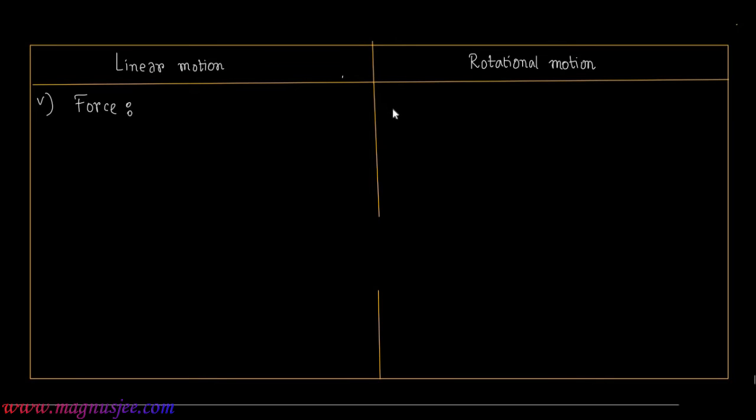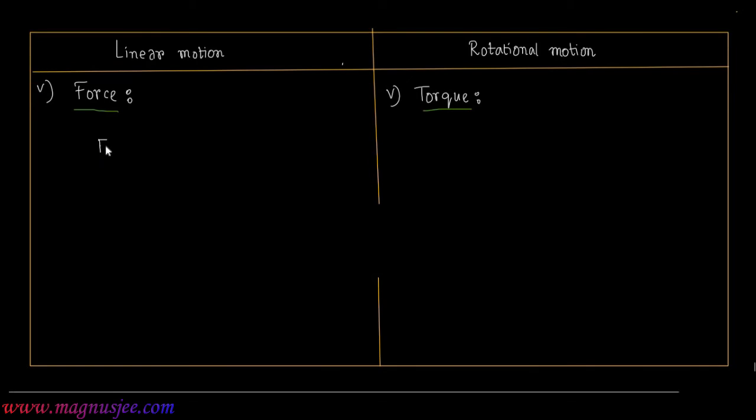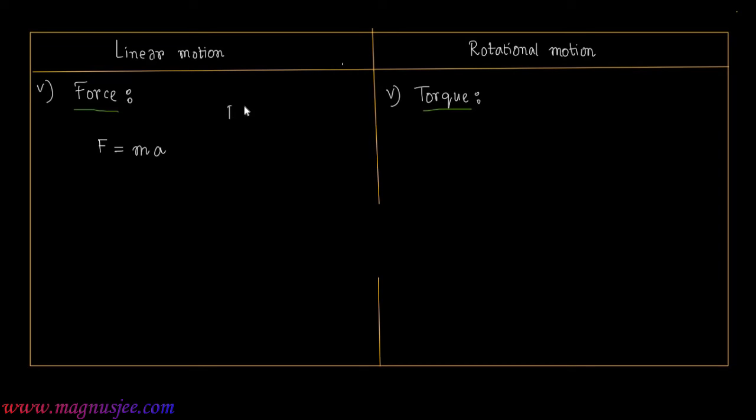To find the dimension of torque, we have to compare force and torque. Torque is comparable to force. Torque plays the same role in rotational motion as played by the force. Force F is equal to ma, and this is a body of mass m. If a force is applied on the body, it will be moving with the acceleration a.